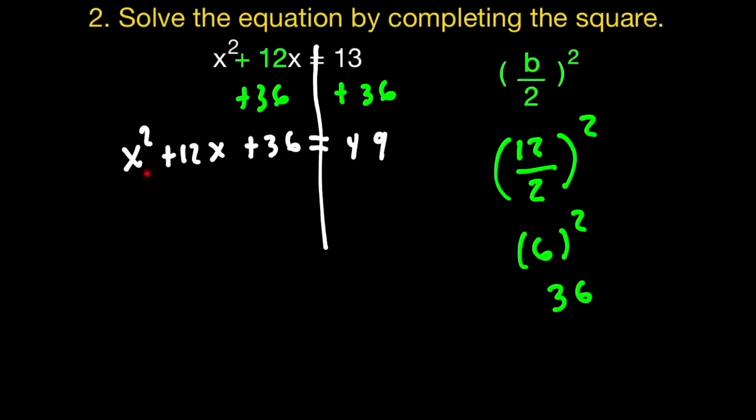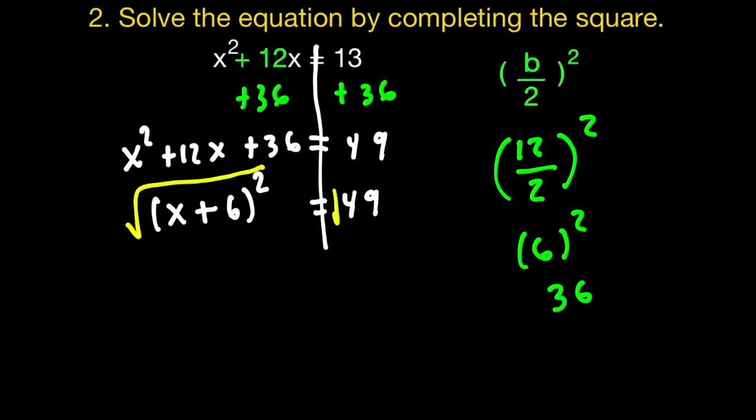On the left, I can factor the perfect square trinomial into its binomial squared by grabbing x and adding half of the coefficient of x. So half of 12, that's going to be 6. I square this, and now I have the binomial squared. I need to isolate x, but before I can do that, I need to get rid of the square. So I'll square root both sides.